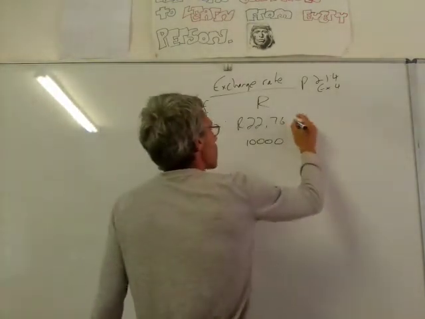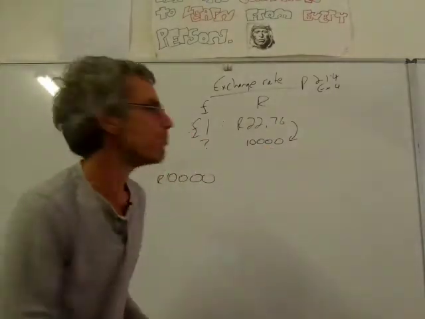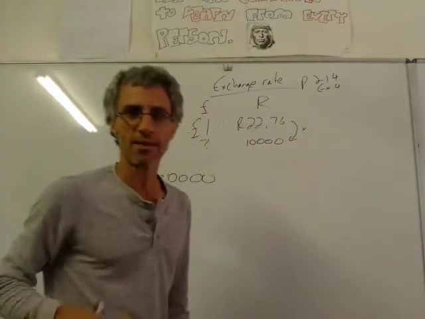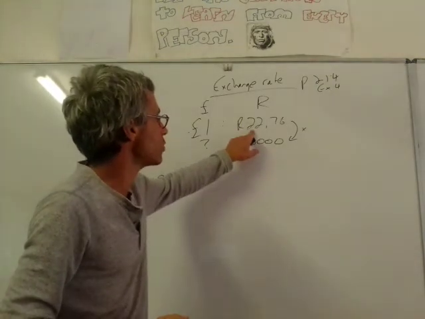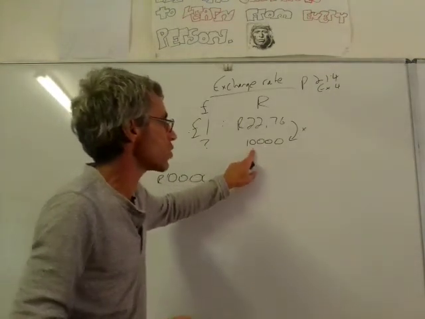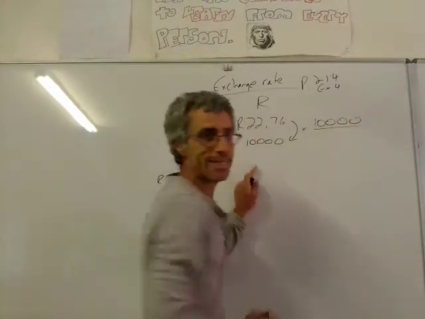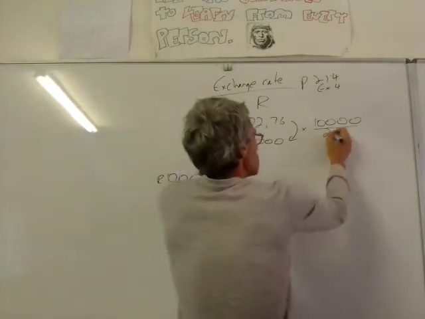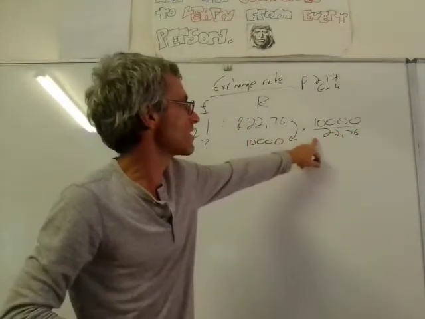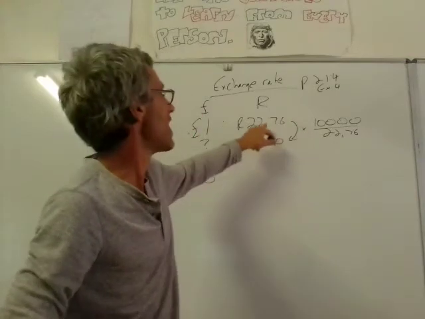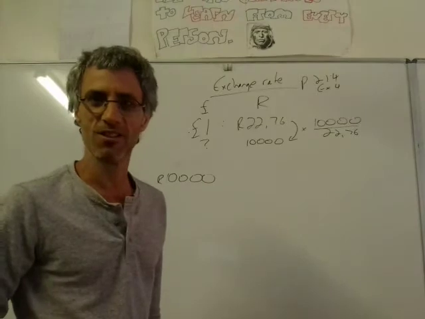So I'm asking myself, how did I get from 22 to 10,000? What did I have to multiply by? And this is, again, another trick I teach my grade 9s. I start with 22, I end up with 10,000. So I need to multiply by 10,000 and divide by 22,76. Think about that. If I multiply 10,000 divided by 22,76 times 22,76, these will cancel out, and I end up with 10,000.